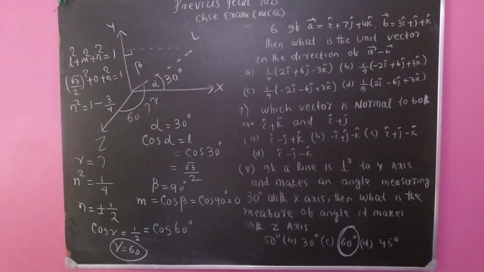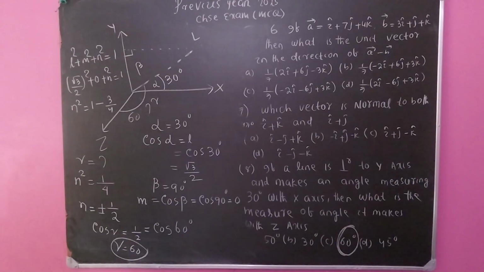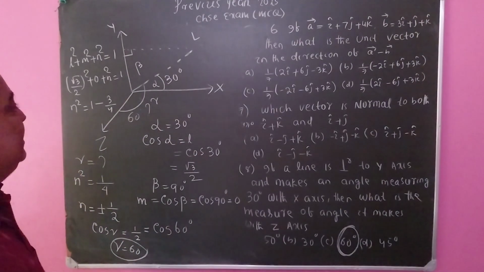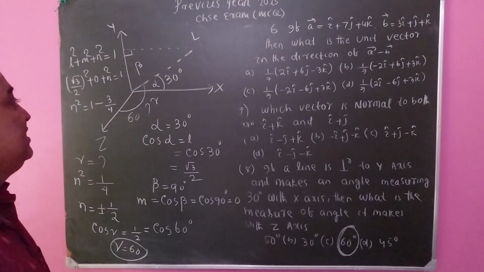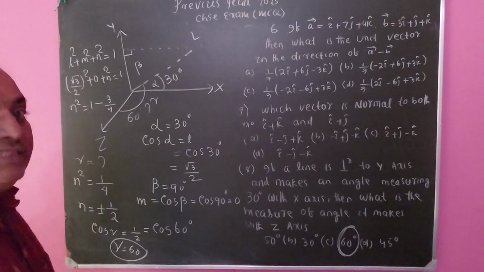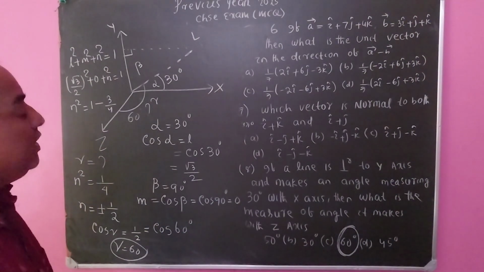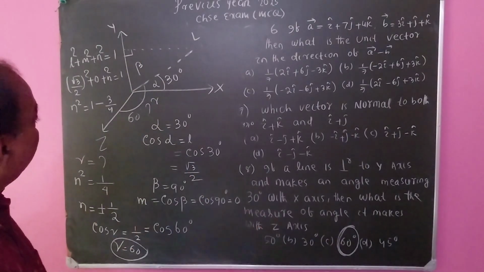So question number 8 is from three-dimensional geometry. The cosine of the angle made by the line in the positive direction of x-axis, y-axis and z-axis respectively is called a direction cosine. We know the sum of square of direction cosine of any line must be equal to 1.